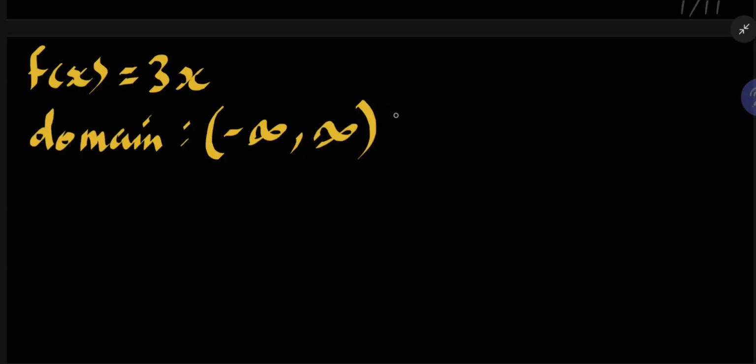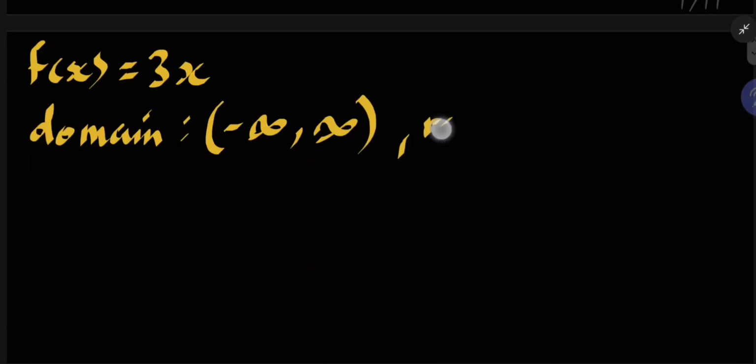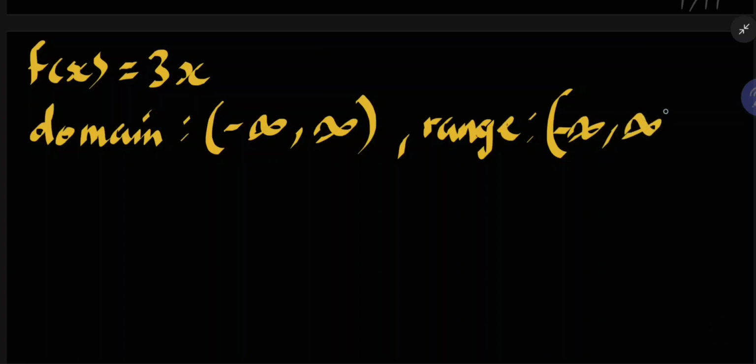And range is the fancy name for all possible outputs. Since we have all possible inputs in here, it also means that all possible outputs, the range, which can give us any number at all, would be from negative infinity to infinity. I just hope this is clear enough.